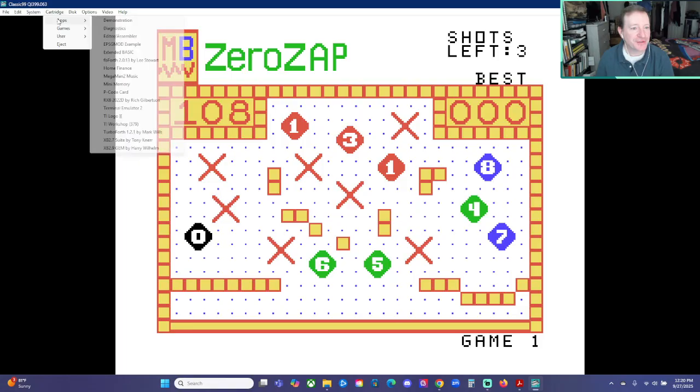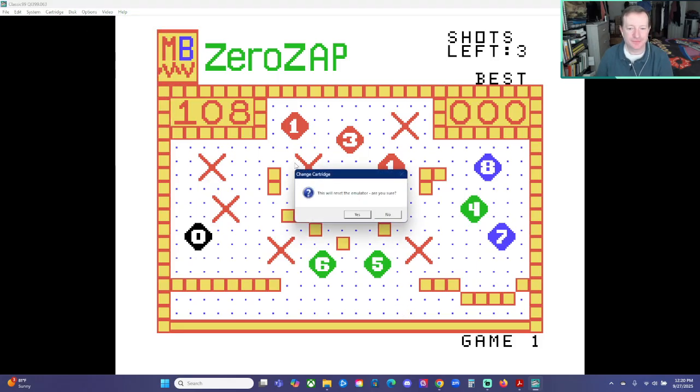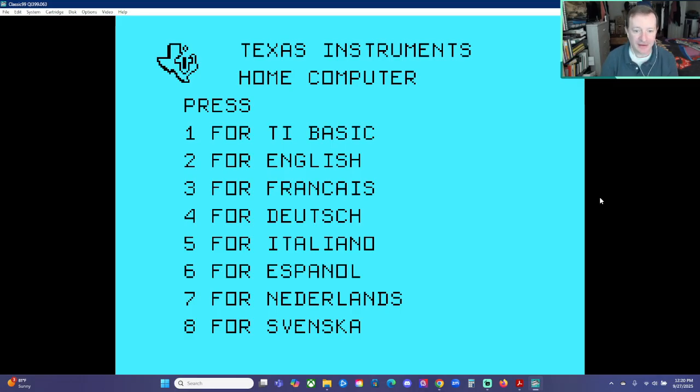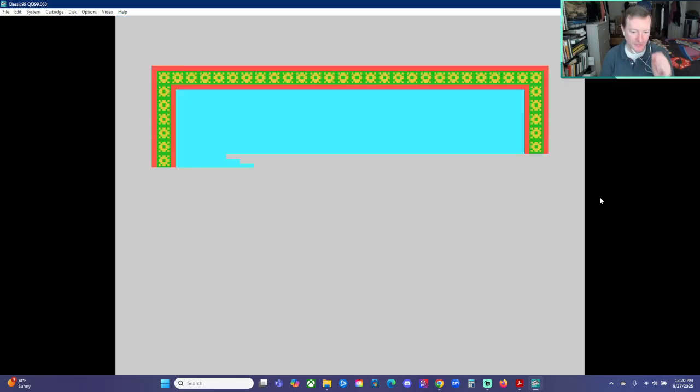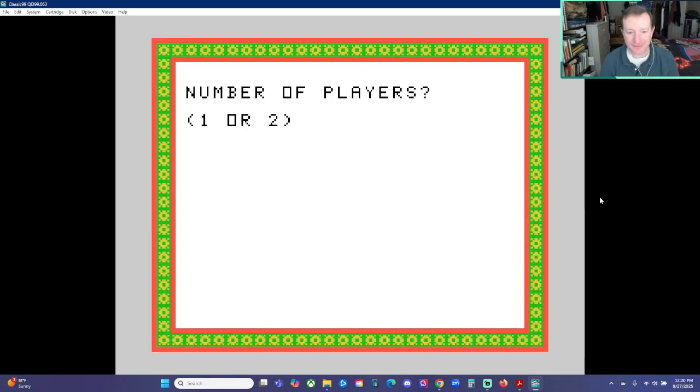Let's see what another cartridge I can show you here. Well, if you haven't seen this in action very much. Alpiner. This was a game I used to like. Also, there were great sound capabilities in the TI-99, along with speech synthesis.